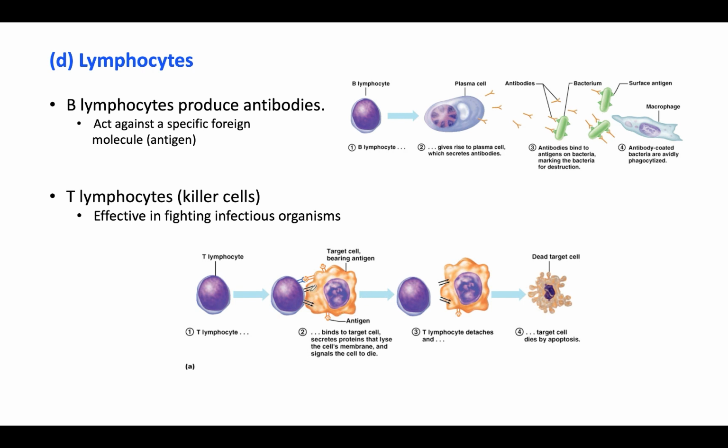This cell, the orange color cell, is infected by a foreign cell. Then the orange cell produces antigen and puts the antigen on the membrane. It's like a flag or a tag. This flag antigen can be recognized by T lymphocyte. Then T lymphocyte binds to this antigen of the infected cell.